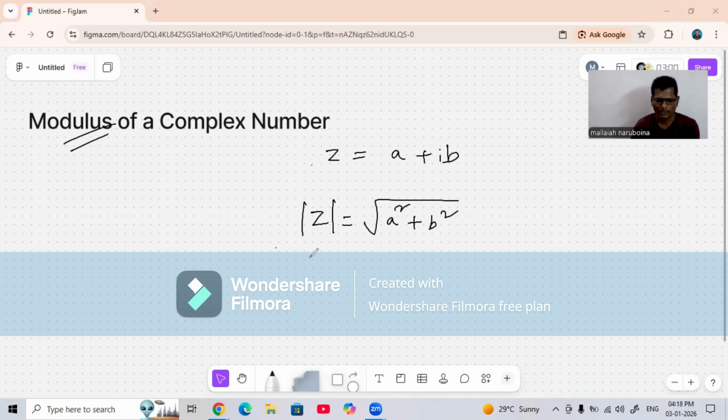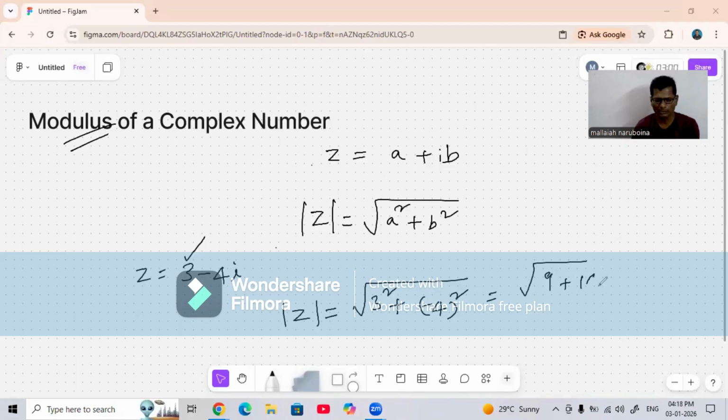One example. Take 3 minus 4i, one complex number. To this we have to find the modulus. So we write modulus of z is equal to square root of, first square this 3, 3 square, plus the coefficient of i, that is minus 4, square this. 3 threes are 9, 4 fours are 16, minus becomes plus. 9 plus 16 is 25. Square root of 25 is 5. So the modulus of this complex number is 5.